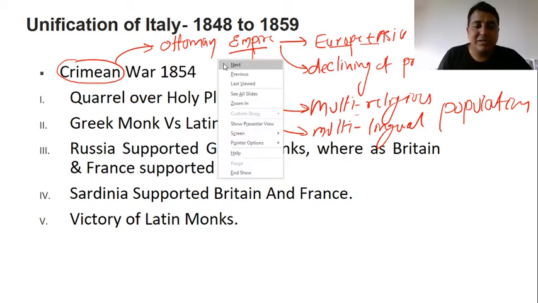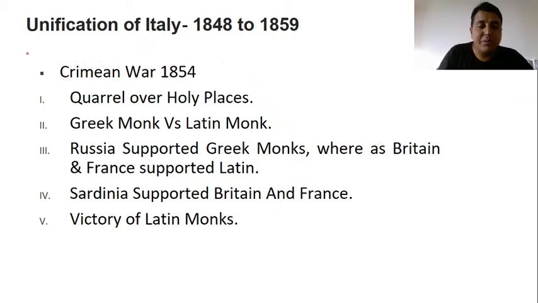With the decline of the Ottoman Empire, the issue emerged in this area of who is going to control the holy places, the Christian holy places. Who is going to control? There were two views. One view is of the Greek monk, the other view is of the Latin monk. Who is going to control, Greek or Latin? As the word is monk, that means a religious person, and when religion is there, they are not going to fight the battle by their own. So what happened?